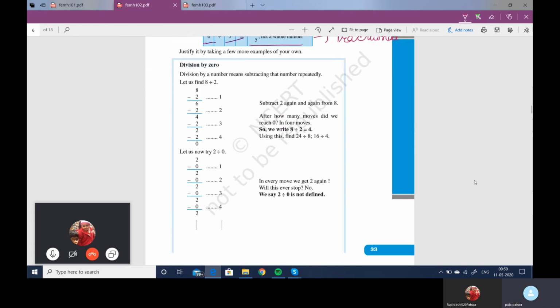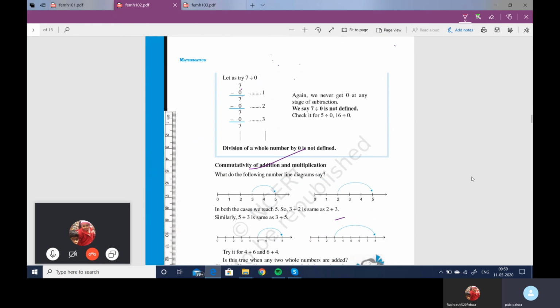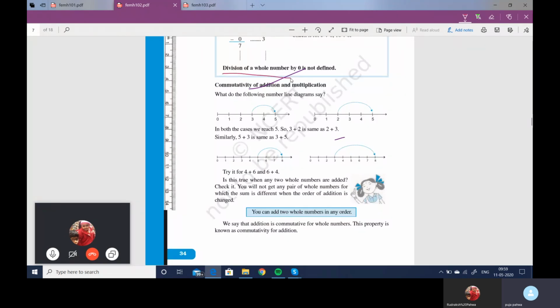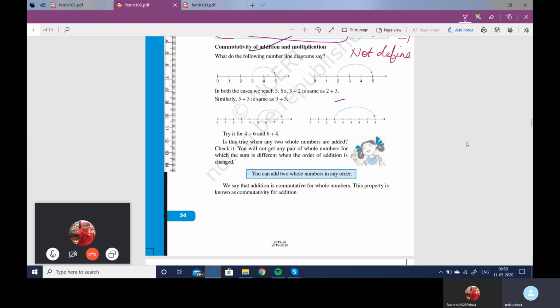Great. Now, division of a whole number by 0 is not defined. This I have already told you. When we divide any number by 0, the answer is not 0, the answer is not 1, the answer is not defined. We cannot divide a number by 0.